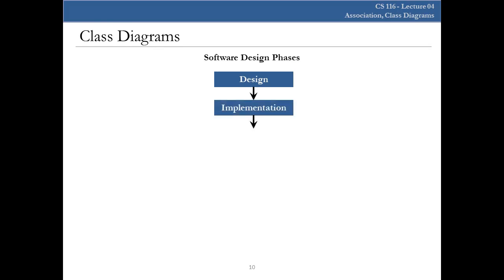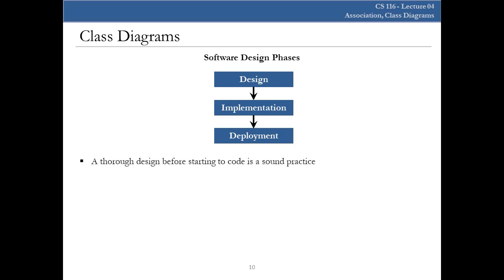Now, before discussing what class diagrams are, let's have a look at software design phases. These are the 3 steps while designing software. The first one is the design stage, or you can say the planning stage. Then comes the implementation or the coding stage, and then comes testing and deployment. Now, in modern software engineering, these 3 stages are not as neatly separated as shown here, but for the sake of simplicity, let's consider this diagram. The point in showing this diagram is that a thorough design before starting to code is a sound practice.